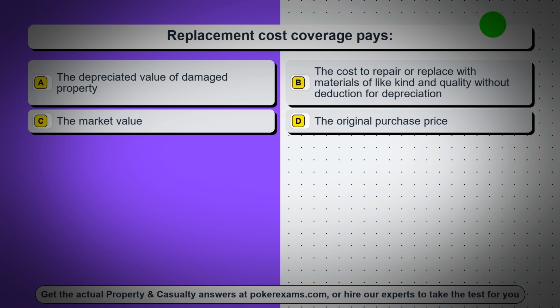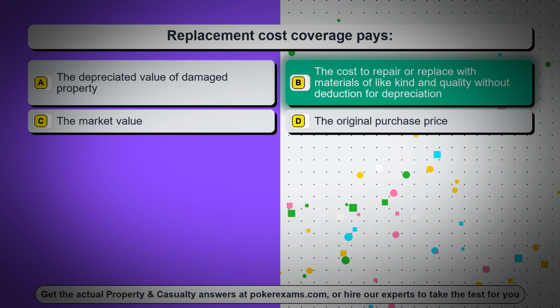Question 11. Replacement cost coverage pays: Option A, the depreciated value of damaged property. Option B, the cost to repair or replace with materials of like kind and quality without deduction for depreciation. Option C, the market value. Option D, the original purchase price.